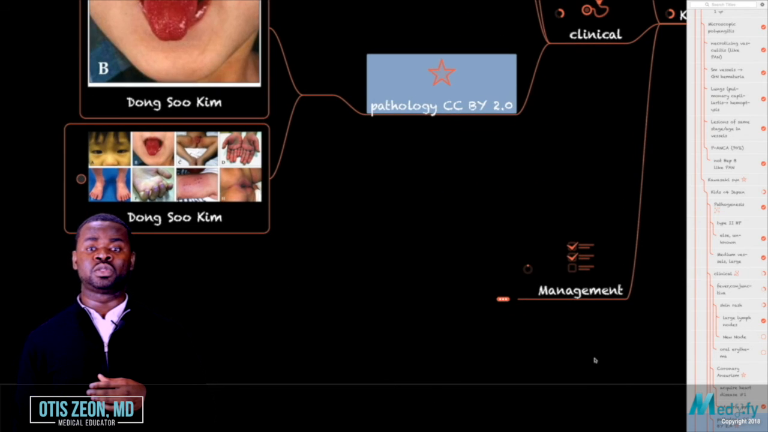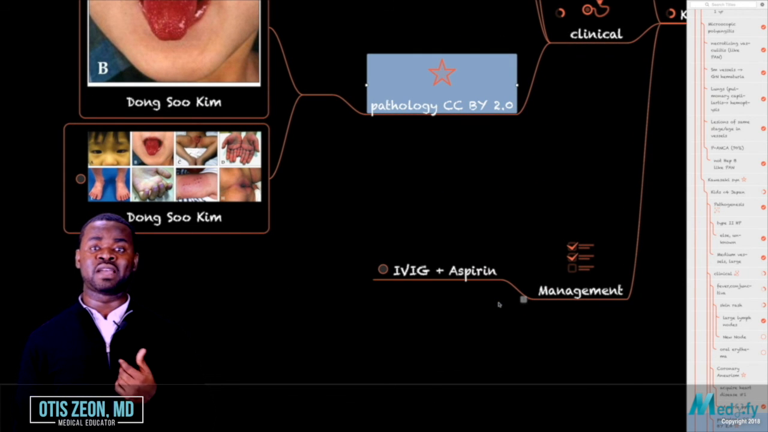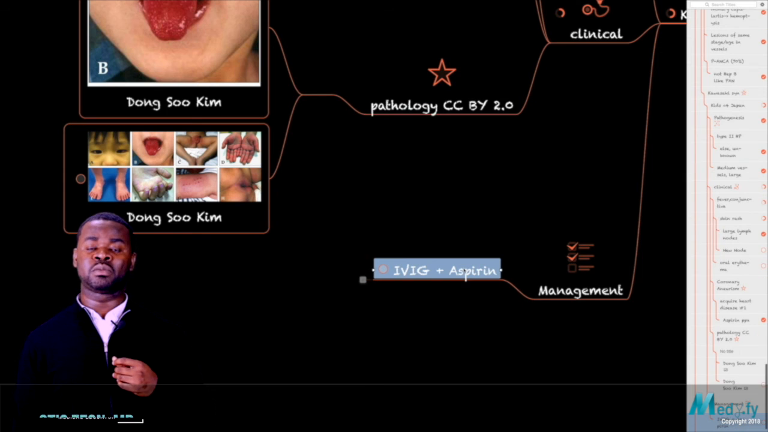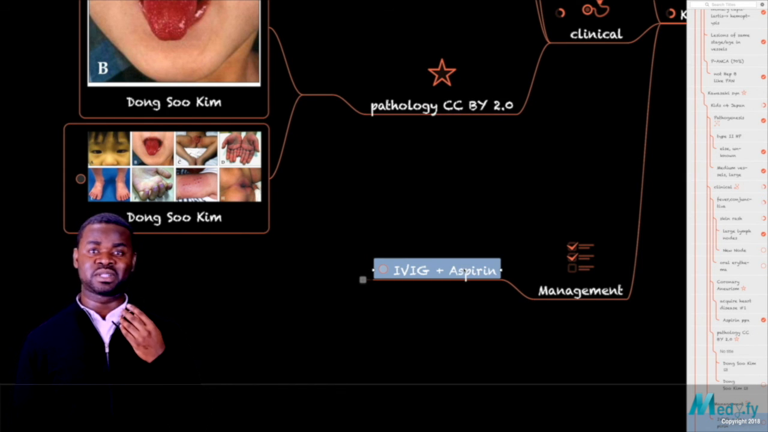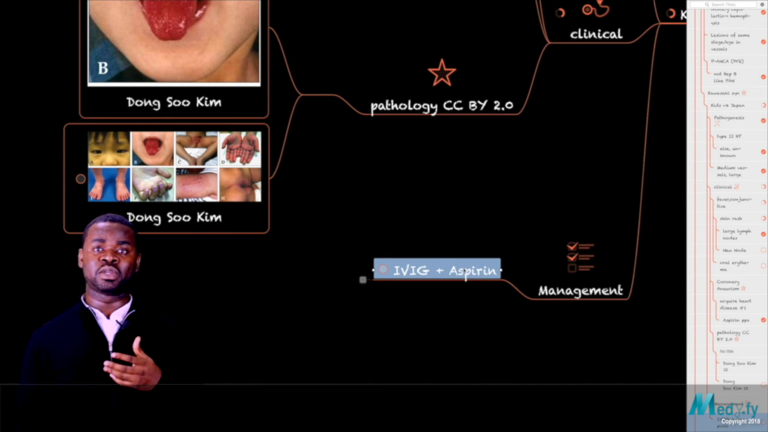In terms of the management, the two management types we talked about, we say give IVIG, and then you can give aspirin. Aspirin most frequently will appear on your exam as the next best step. You can give aspirin. It takes a few seconds to give aspirin. When they talk about cure or treatment, then you might be considering IVIG.